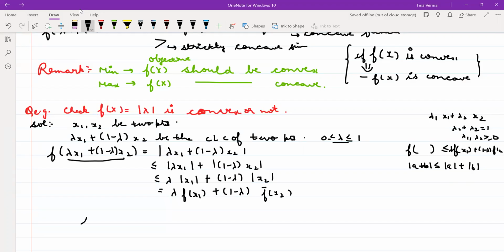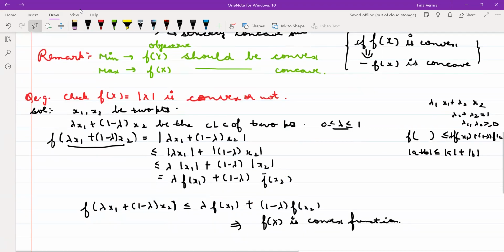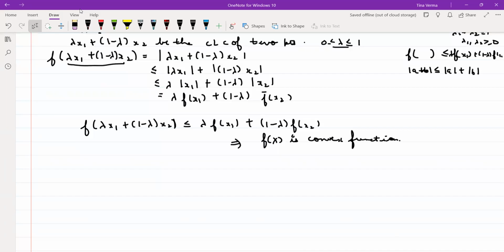So you have proved that f of lambda x1 plus (1 minus lambda) x2 is less than or equal to lambda f of x1 plus (1 minus lambda) f of x2. That means my f of x is a convex function. It is not a convex set. A set consists of points, whereas a function is something you define for n variables.